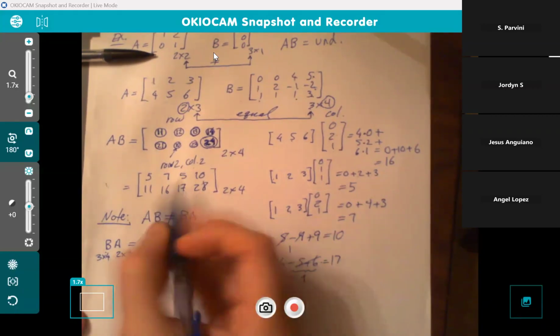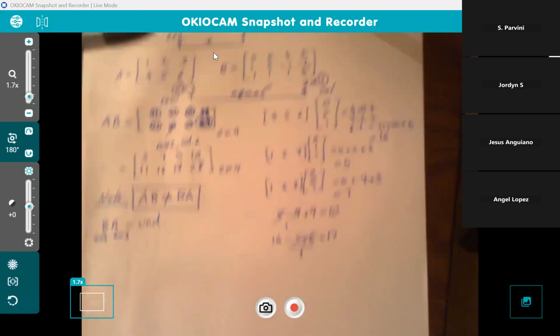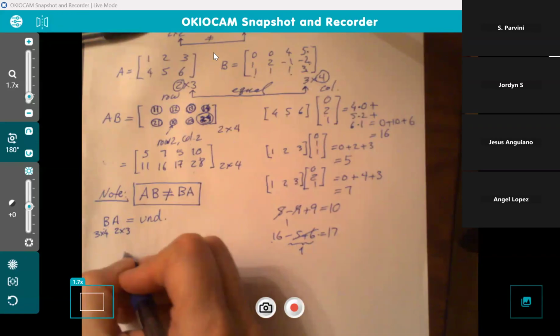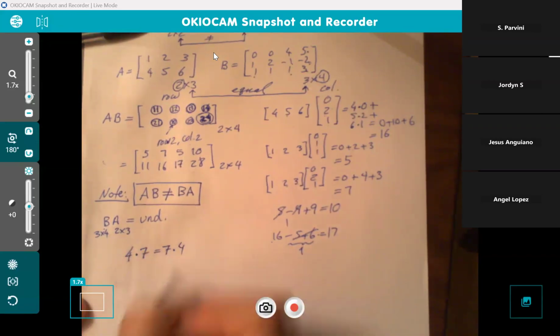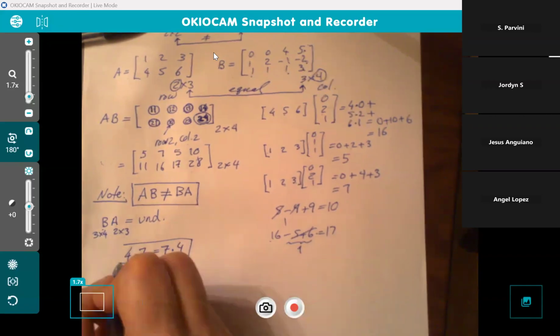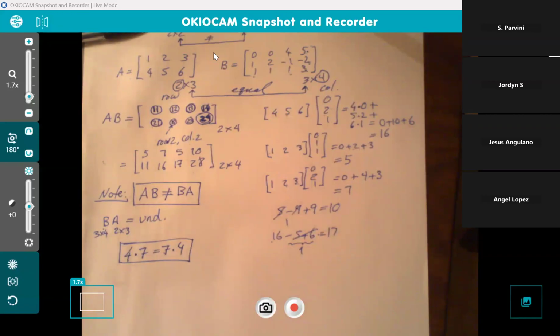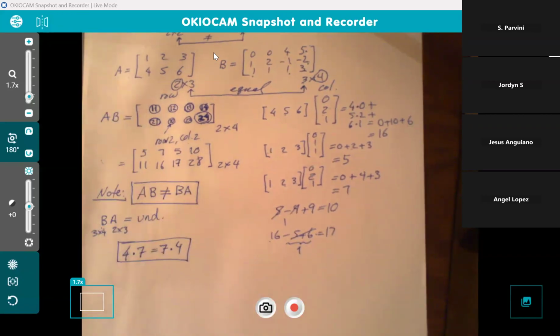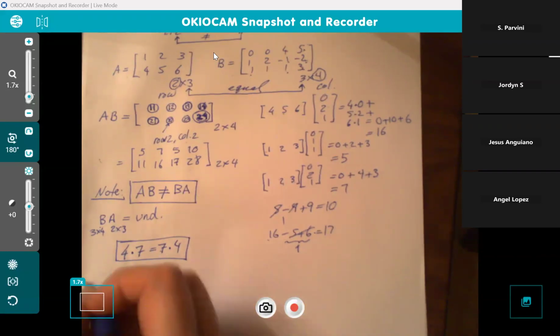So again, this is something that doesn't hold, which is unlike with numbers. Remember with numbers, 4 times 7 equals 7 times 4, isn't it? So it works with scalars, but not in the world of matrices. It doesn't work. Okay. So if you're good with this one, now next we're going to talk about systems of linear equations.